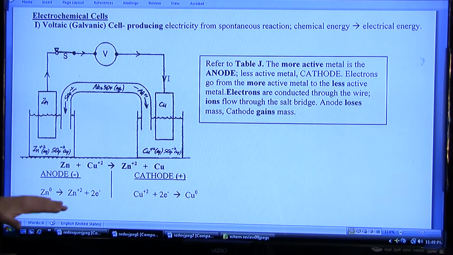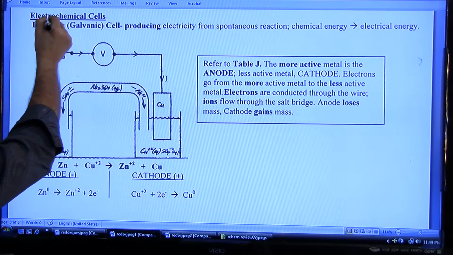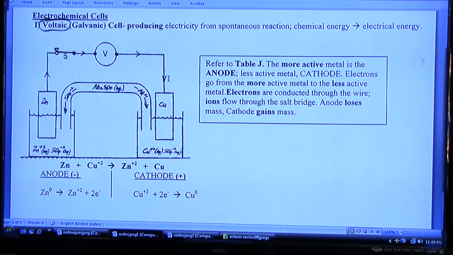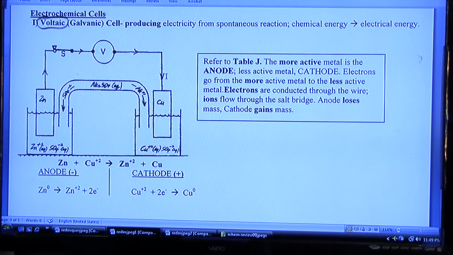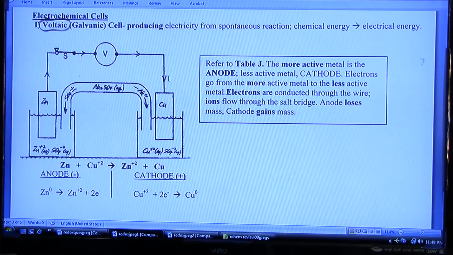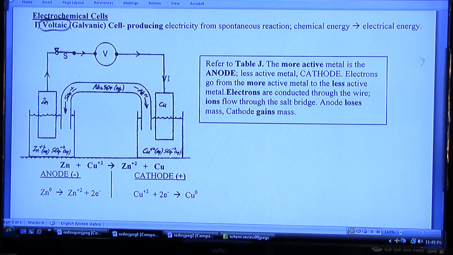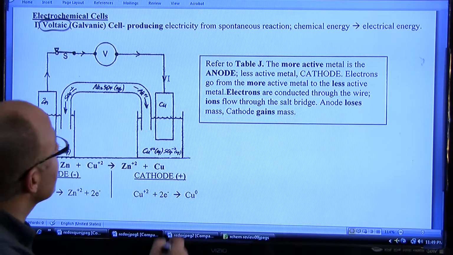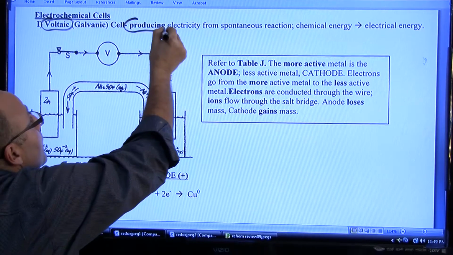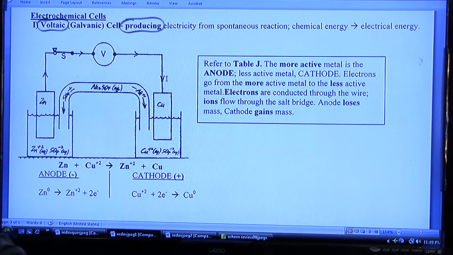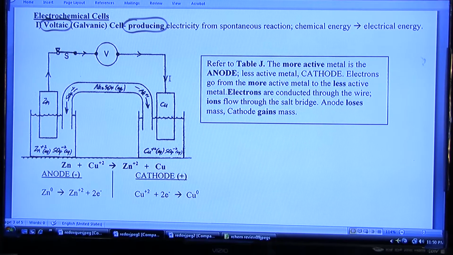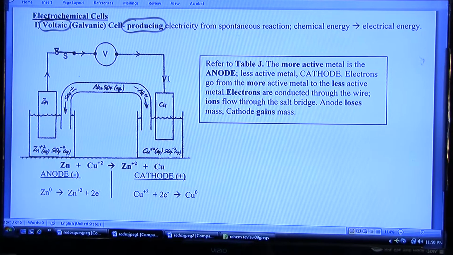The first type, on the top half of this page, is called a voltaic or galvanic cell. Voltaic is the most common reference to it. In a voltaic cell, we're producing electricity from a spontaneous reaction. So all we have to do is bring these components together, and the electricity is going to flow on its own from the more active metal to the less active metal. We're producing electricity, as opposed to the second type of electrochemical cell, the electrolytic, where we're using electricity.